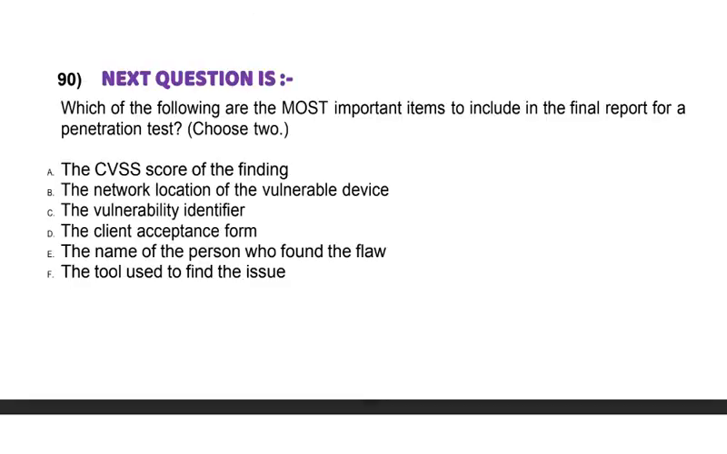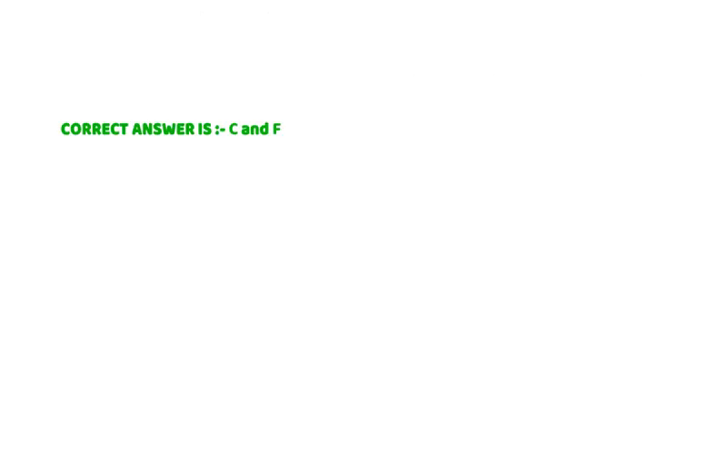Question is, which of the following are the most important items to include in the final report for a penetration test? Choose two options. Option A, the CVSS score of the finding. Option B, the network location of the vulnerable device. Option C, the vulnerability identifier. Option D, the client acceptance form. Option E, the name of the person who found the flaw. Option F, the tool used to find the issue. Correct answer is option C and option F.